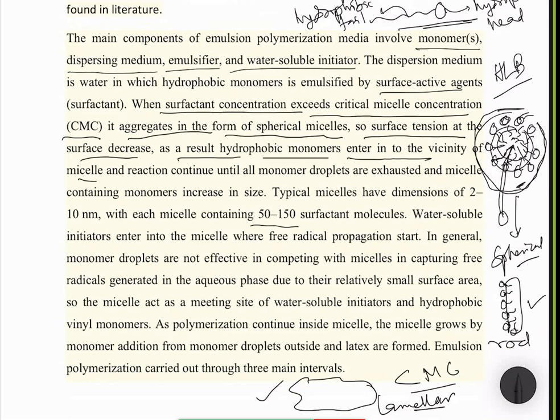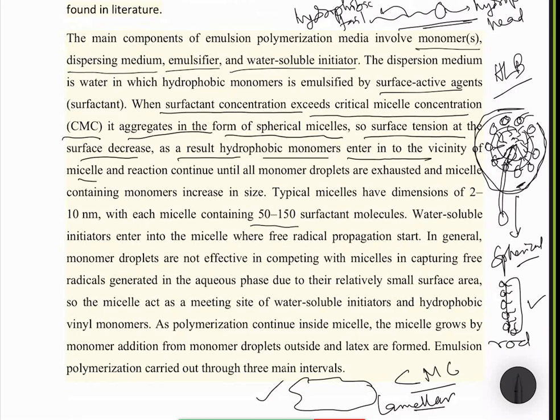Then what happens, some of the monomers which are not yet part of the monomer droplet will take entry inside these micelles, and they will swell the micelles a bit. That way, in the beginning when the polymerization has not initiated, we have the monomer droplets stabilized by the surfactant. Then we have micelles, some of which contain these monomers, and that way monomer swollen micelles.